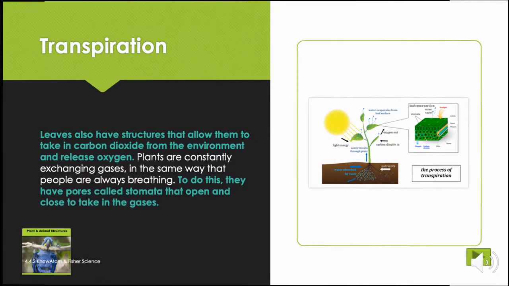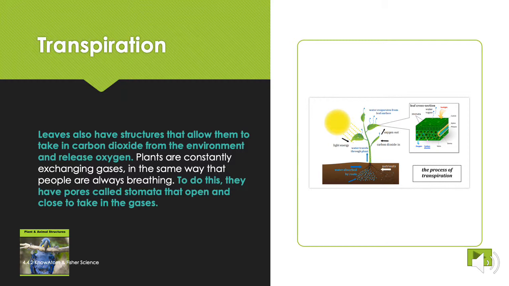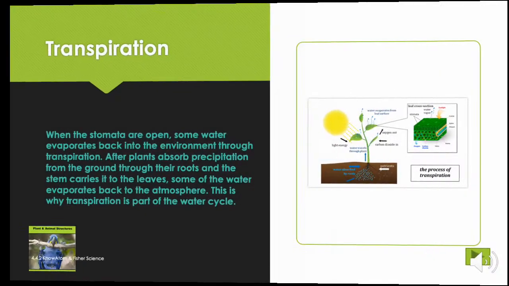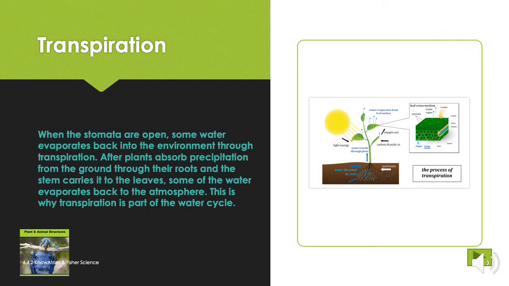Transpiration. Leaves also have structures that allow them to take in carbon dioxide from the environment and release oxygen. Plants are constantly exchanging gases, in the same way that people are always breathing. To do this, they have pores called stomata that open and close to take in the gases. When the stomata are open, some water evaporates back into the environment through transpiration. After plants absorb precipitation from the ground through their roots and the stem carries it to the leaves, some of the water evaporates back to the atmosphere. This is why transpiration is part of the water cycle.